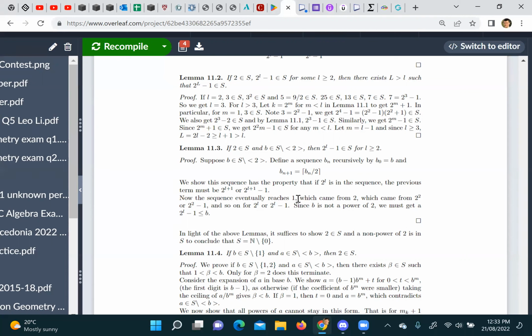If it's 2, then 2 comes from either 2 squared or 2 squared minus 1. And if it's 2 squared minus 1, you're done. Otherwise it's 2 cubed or 2 cubed minus 1, and you keep going until the time you find it, because B is not a power of 2, you're forced to make a decision. You can't keep getting a power of 2. At some point you have to choose the L, at some point of the sequence.